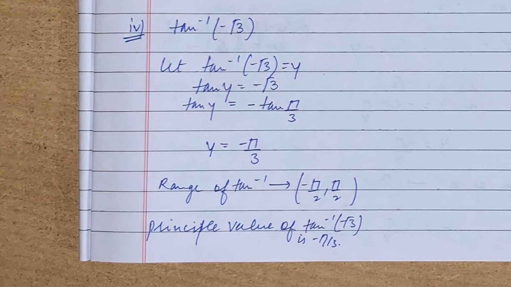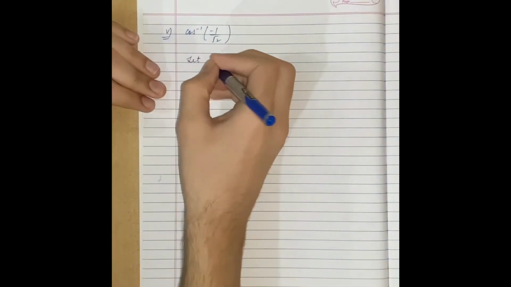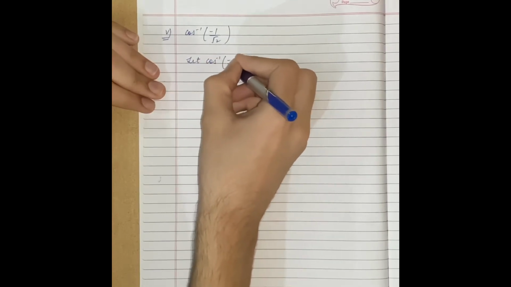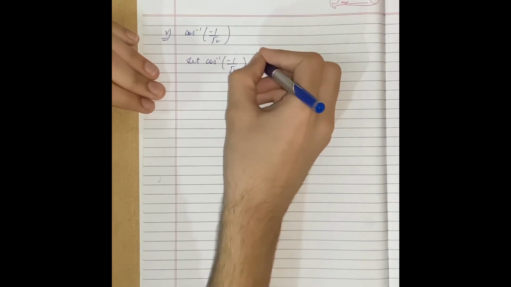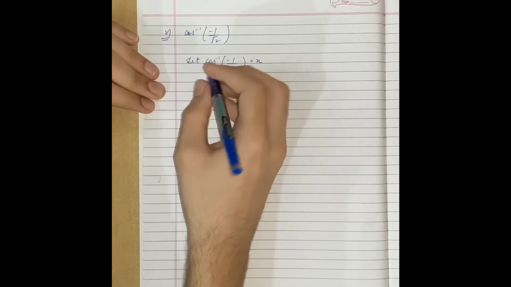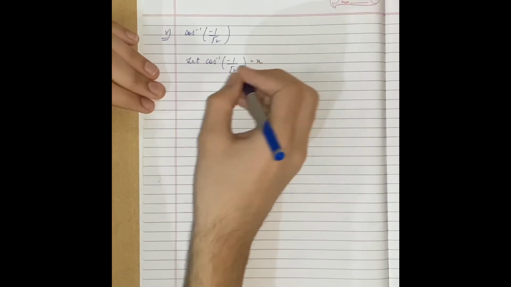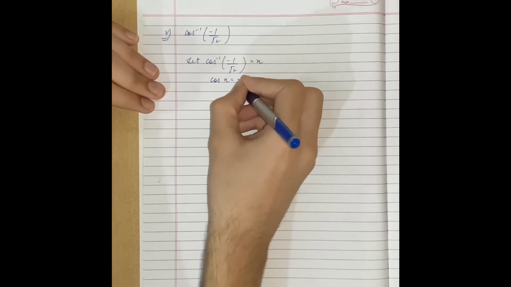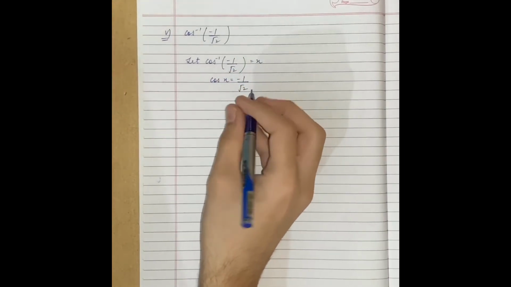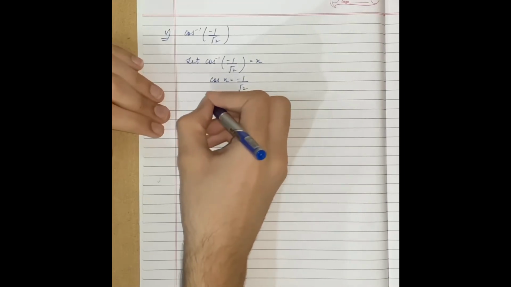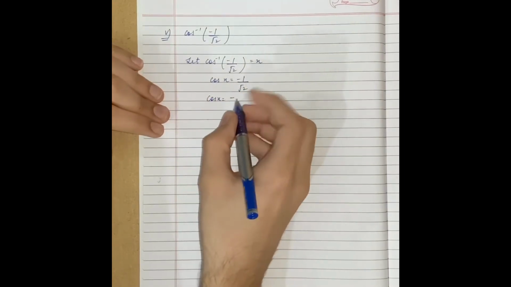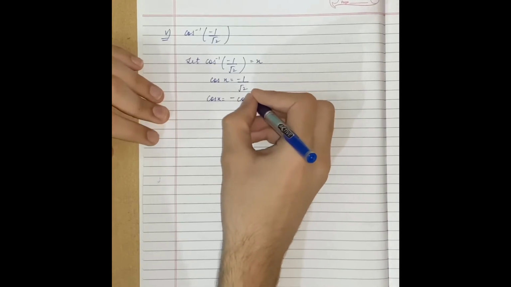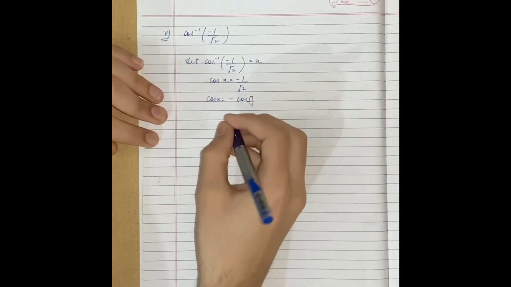First, in this part, we will let cos inverse of minus 1/root 2 be any variable, let it be x. When cos inverse goes to the other side, it becomes cos. So cos x is equal to minus 1/root 2. We will take the minus outside and write cos x is equal to minus. We know that cos 45 is 1/root 2. So we will write cos pi/4.